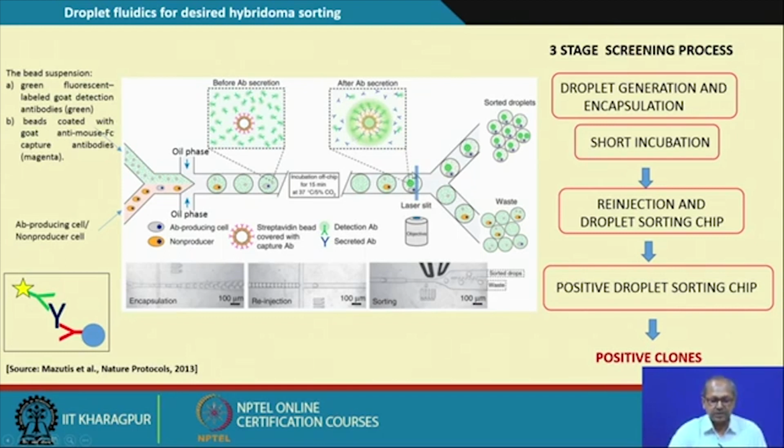So, those will be screened by using a laser slit and dielectrophoretic method, by which the positive clones, meaning those secreting antibody, which are bright fluorescence positive, will be captured and sorted in the droplets, and those which are not producing antibody will be wasted.